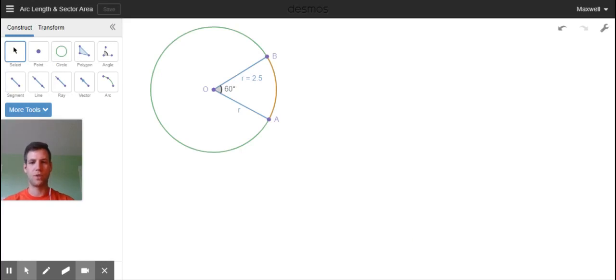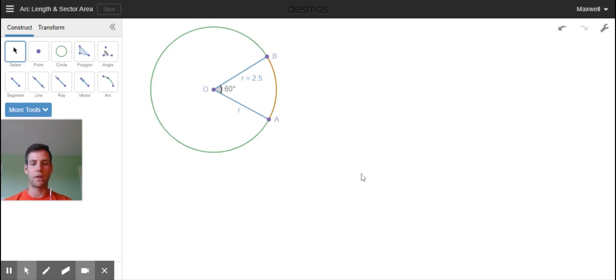Hello and welcome to this video on arc length and sector area. We are starting out by looking at a circle in front of us with a central angle and a center point at O. That central angle is the angle BOA, and it is measuring 60 degrees. The radius of our circle is 2.5, and you have two different radius lengths drawn to the outside of the circle from the center point O.